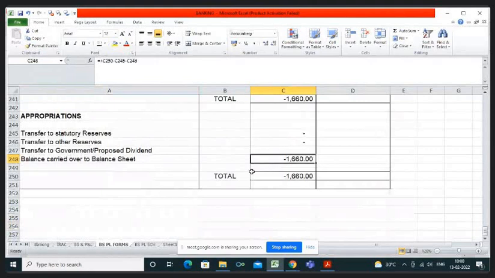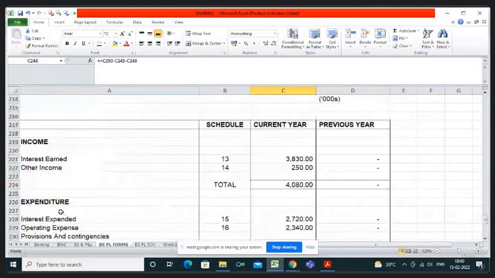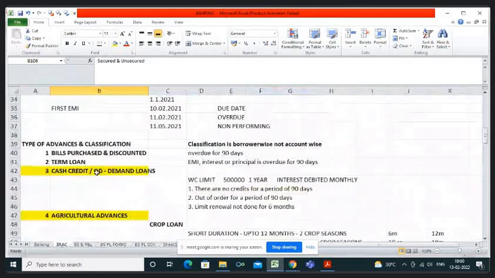So what is unique in this problem? It is not only the classification, they are testing our knowledge about income recognition and asset classification norms. So these norms are very, very important. We studied them a little time back.